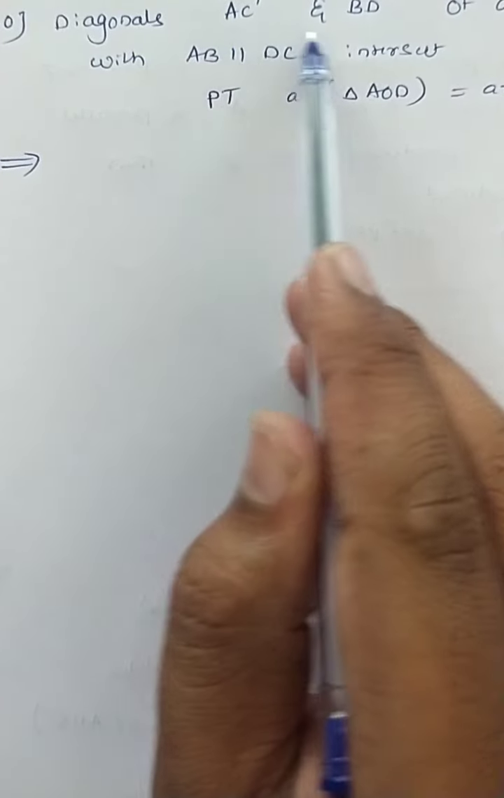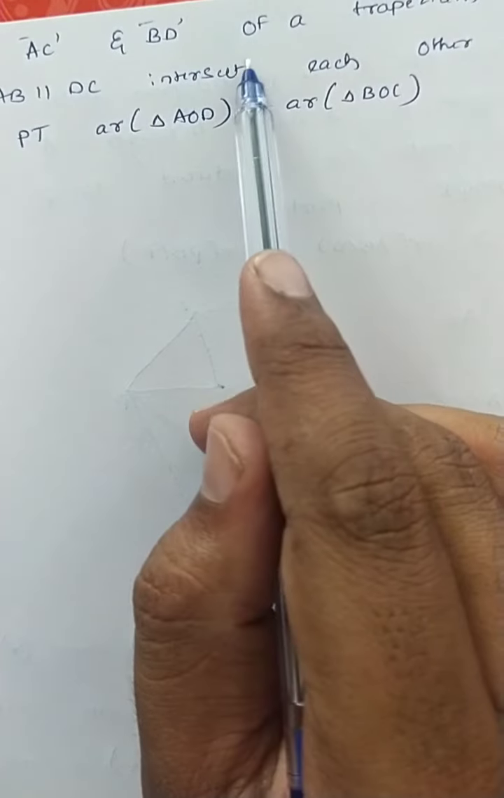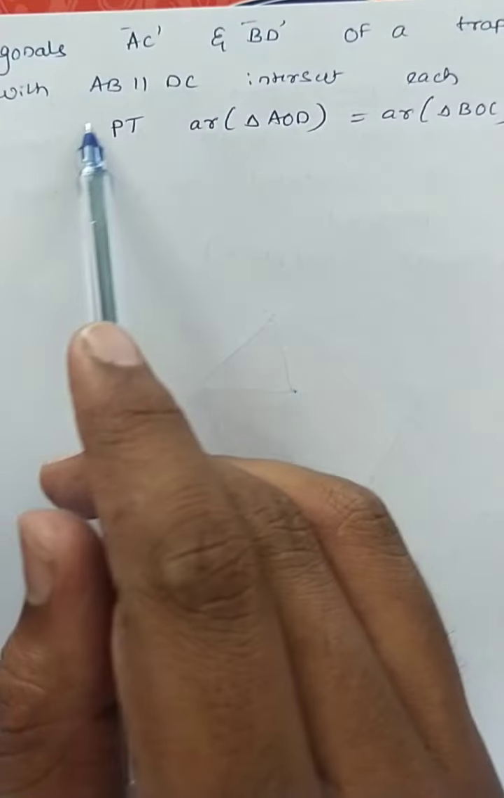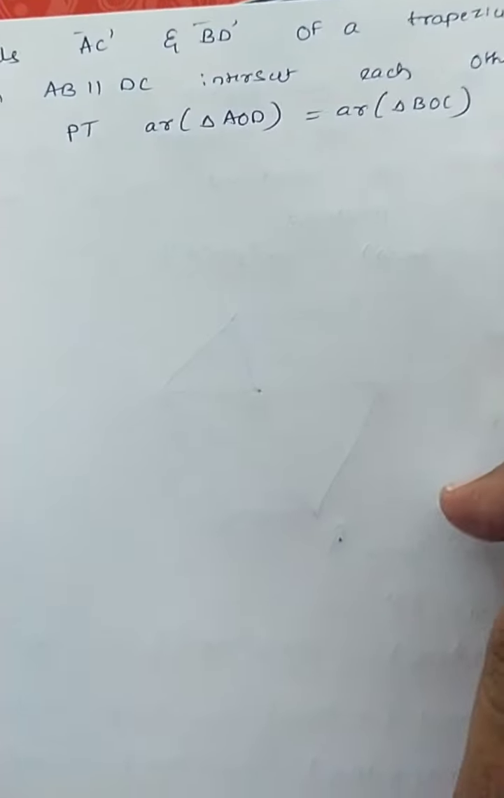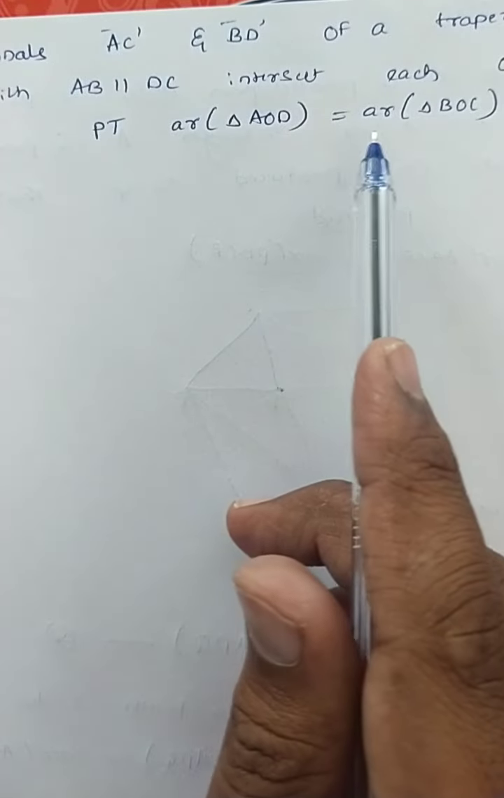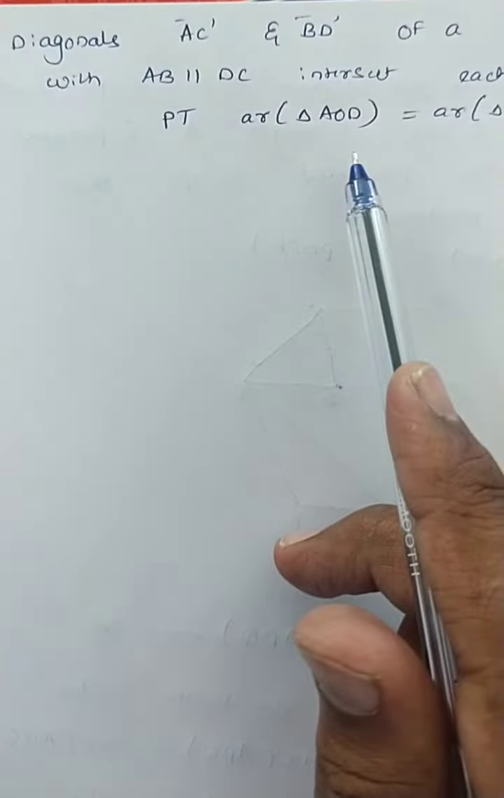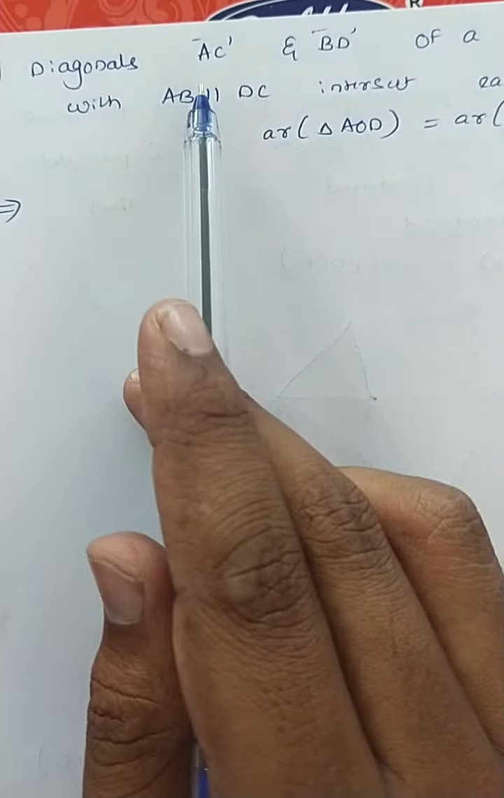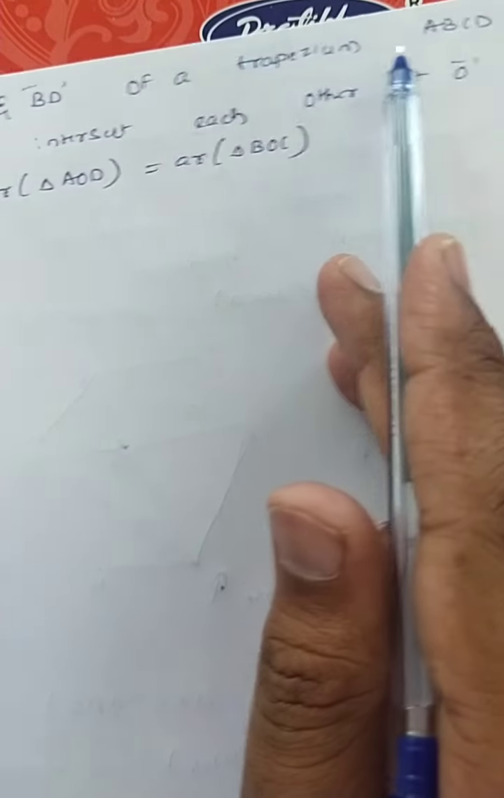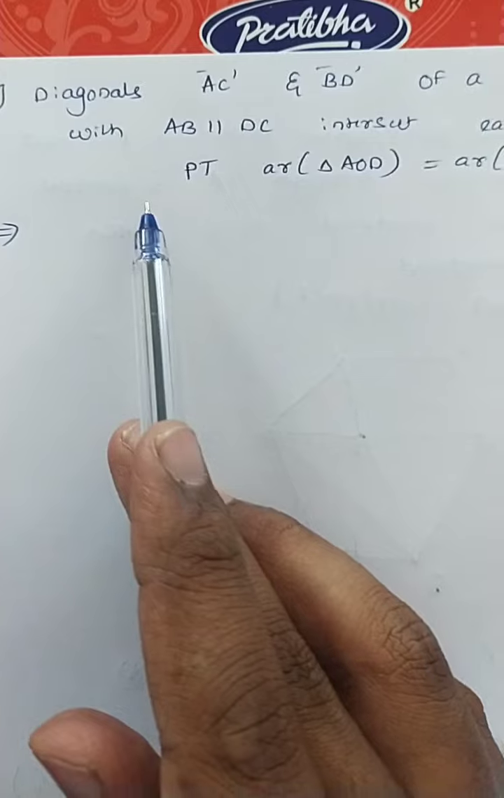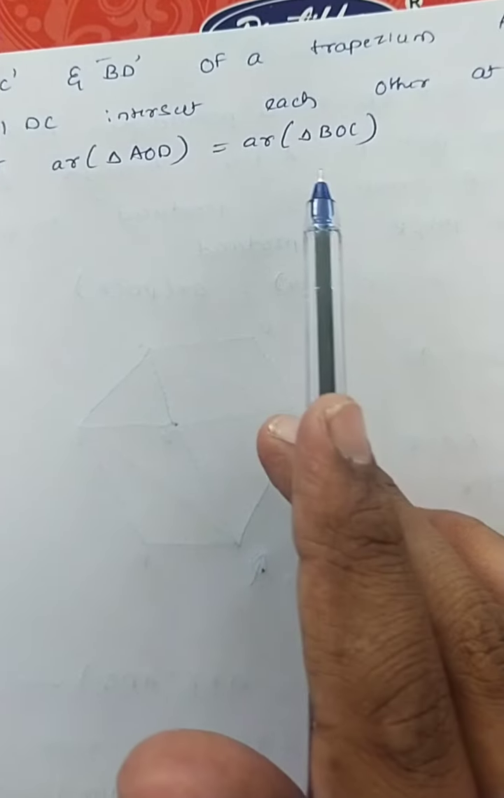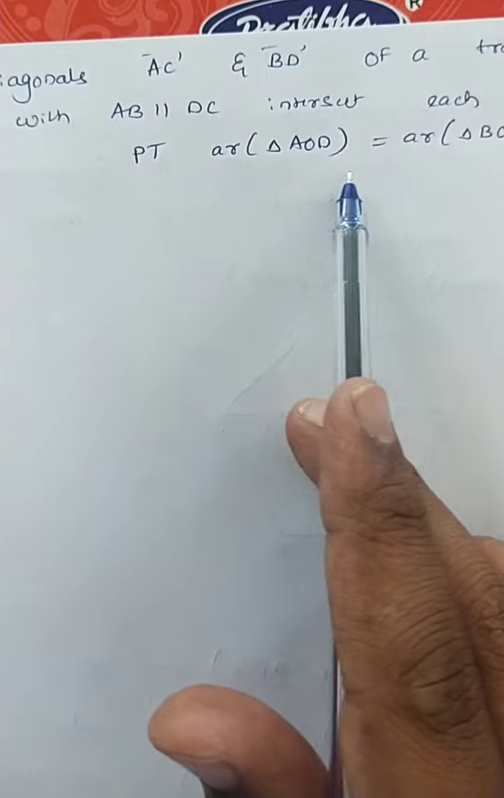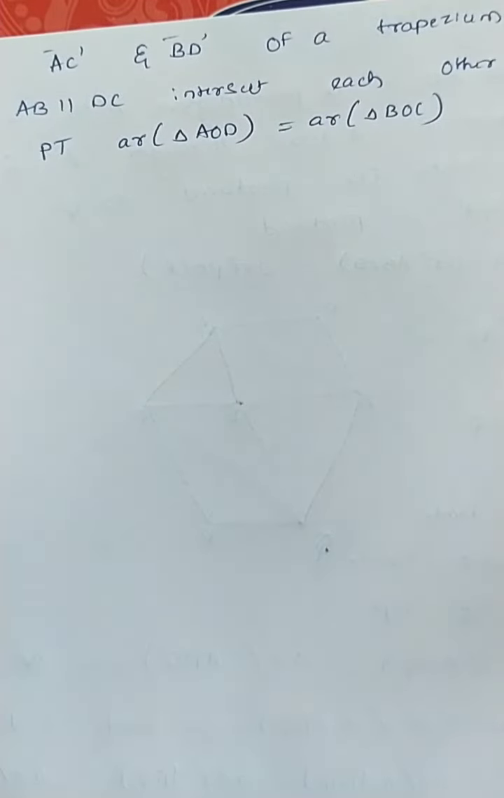See here, the question says: diagonals AC and BD of trapezium ABCD, with AB parallel to DC, intersect each other at O. Prove that the area of triangle AOD is equal to the area of triangle BOC. Once again, I am reading the question. Diagonals AC and BD of trapezium ABCD with AB parallel to DC intersect each other at O. Prove that area of triangle AOD equals area of triangle BOC.